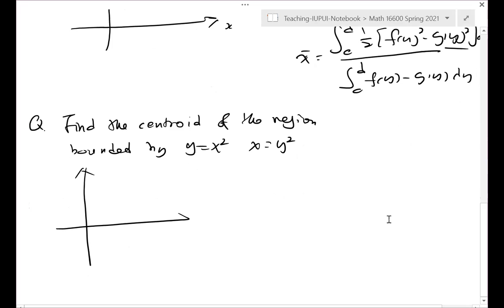Step one, you're given two curves, right? You have to draw that. Y equals x squared looks like that. X equals y squared looks like that, okay?